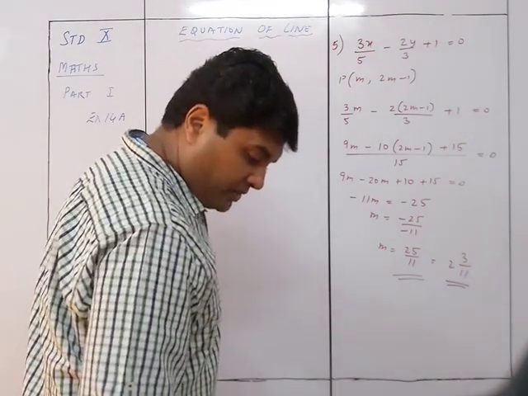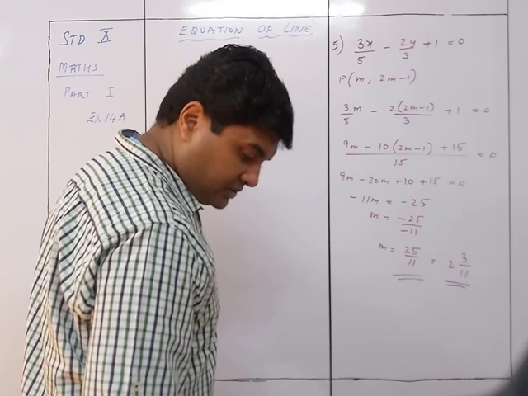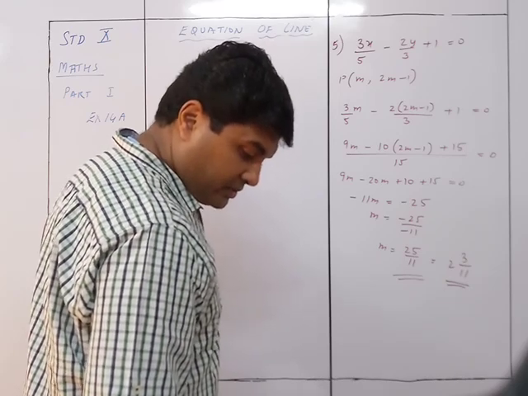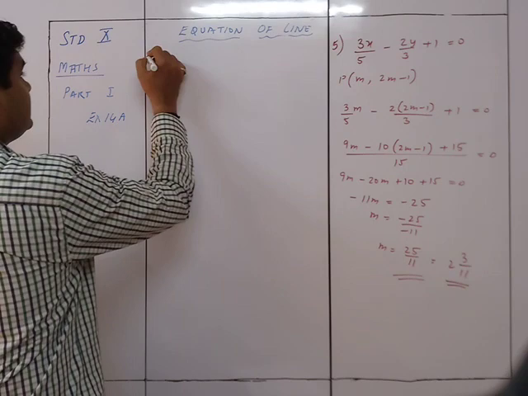Okay, we will do sum number 7 first, and then 8, then move to 9th, then 11th. Okay. 7th first.